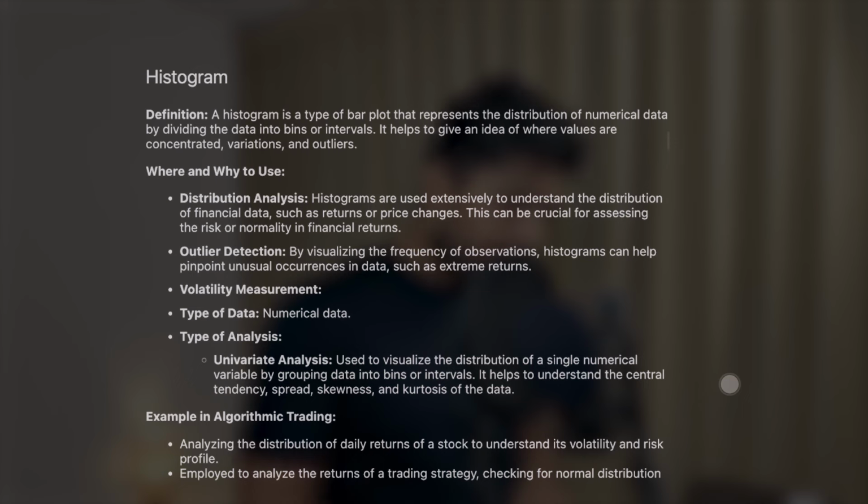Now the last one for today's session is the histogram. I'm sure that you have seen histograms a lot of times if you trade, right? So let me show you what it is. A histogram is a type of bar plot that represents the distribution of numerical data by dividing the data into bins or intervals. It helps to give an idea of where values are concentrated, variation, and outliers.